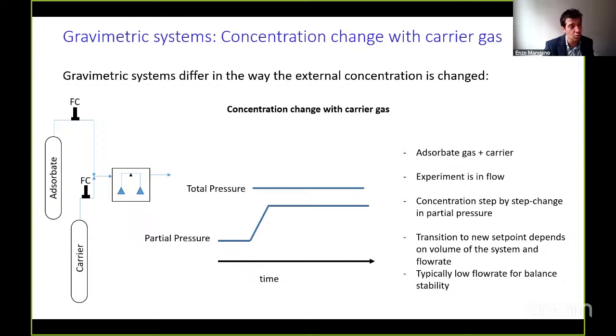The transition to the new set point obviously depends on the flow rate you use and the volume of the system. In balances, normally the flow rate doesn't go up very abruptly, again, for the stability of the balance.